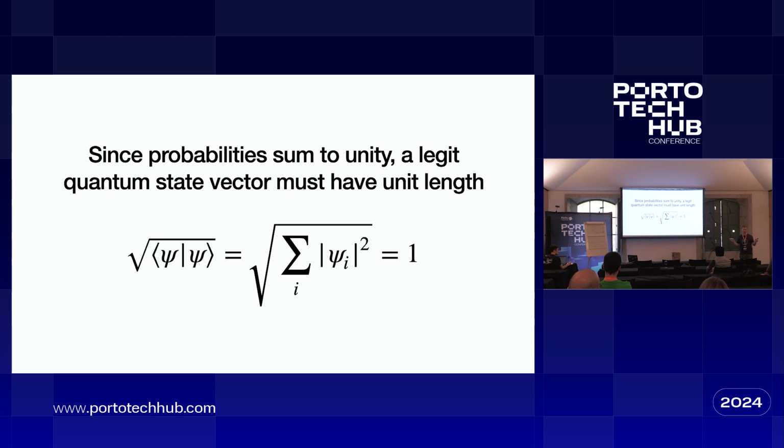No, I'm not seeing any reaction from that side of the room. Does that make sense? Yes or no? Okay. So in this case, for quantum states, the length of the state has to be 1. And that just says that we're normalizing to a probability distribution over the basis states.